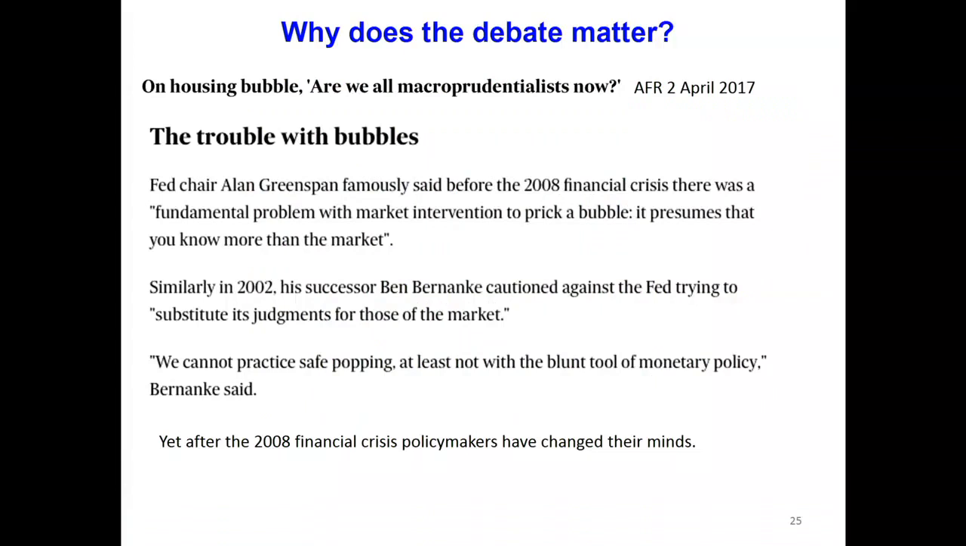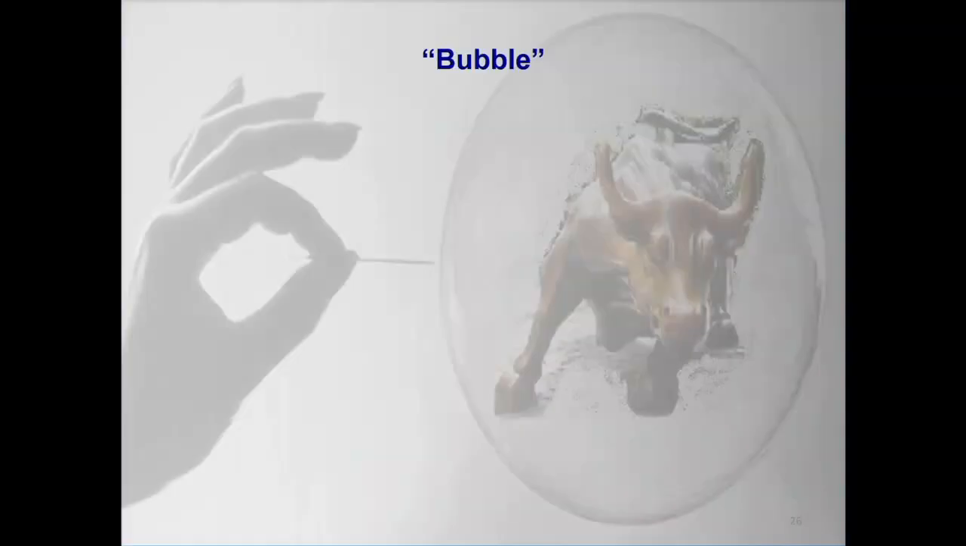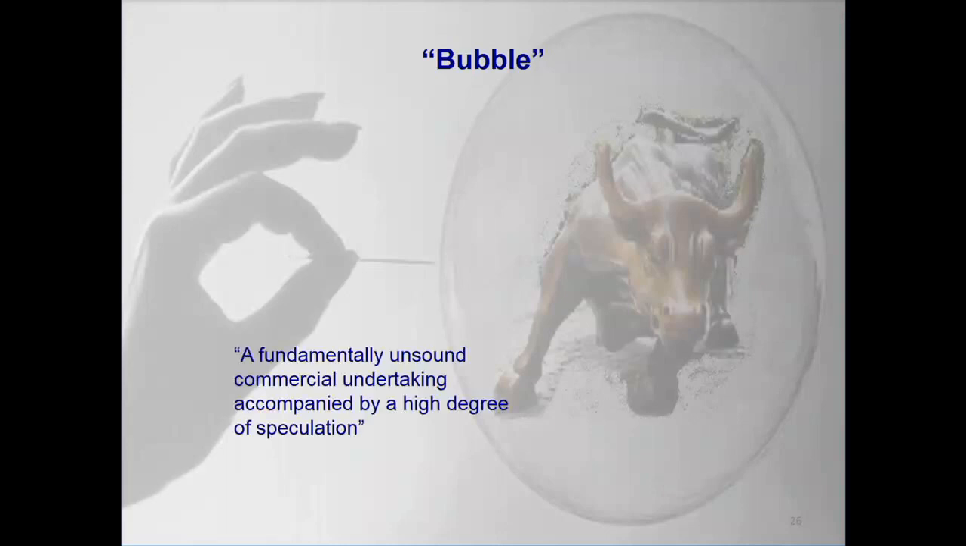So why does the debate matter? It matters because, in terms of a particular policy example, if you think there's a housing bubble, then maybe the government should intervene to prevent it. They should somehow stop the supply of housing in the market. So what is a bubble? A bubble is a fundamentally unsound commercial undertaking accompanied by a high degree of speculation.